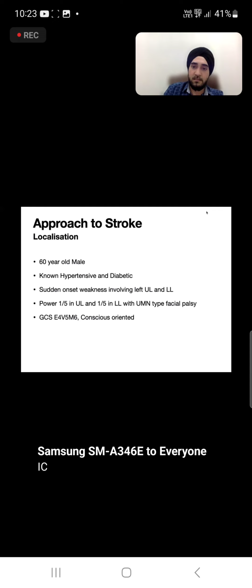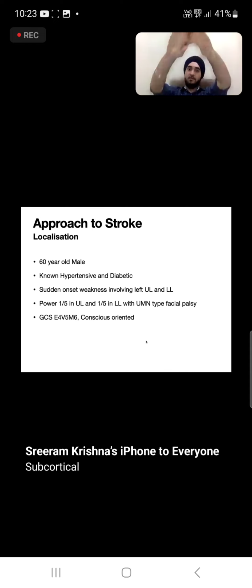Third, 60-year-old, sudden onset weakness involving left upper limb and lower limb. Power is 1 by 5 in both upper limb and lower limb. GCS E4 V5 M6, conscious. I see. Very good. Subcortical. Very good. So you can make a diagnosis of subcortex.